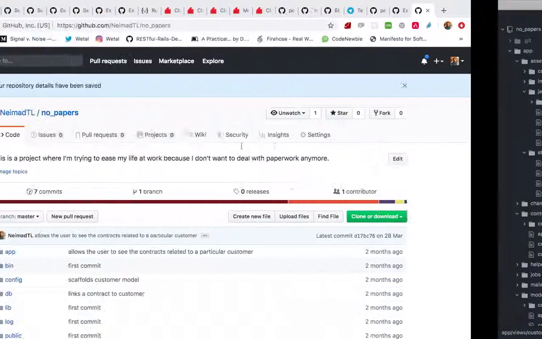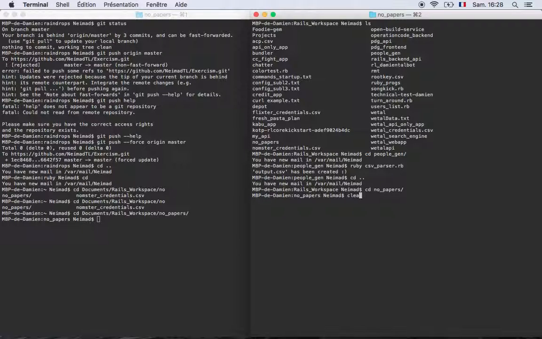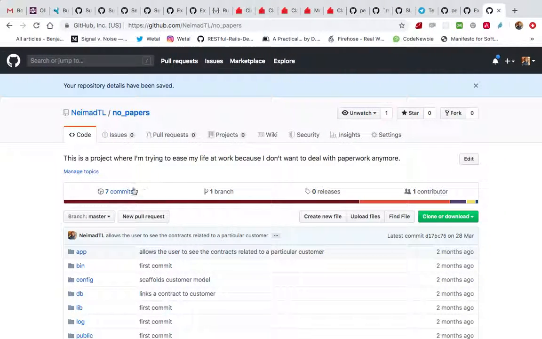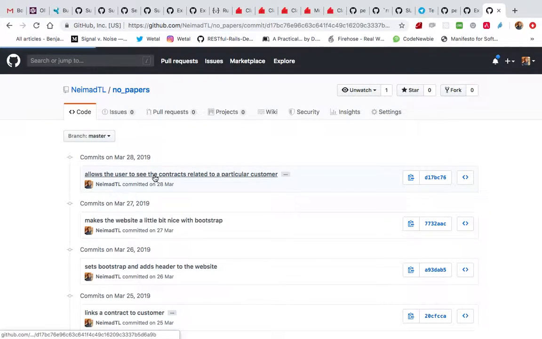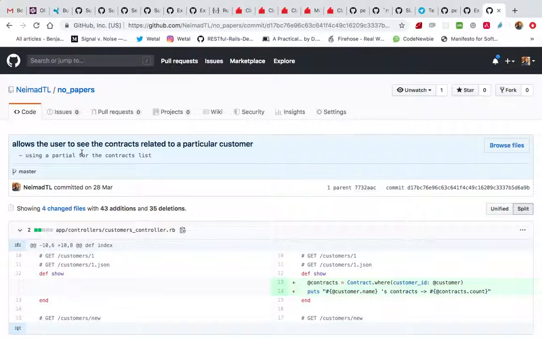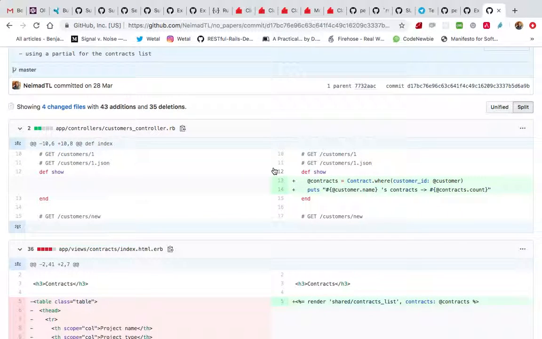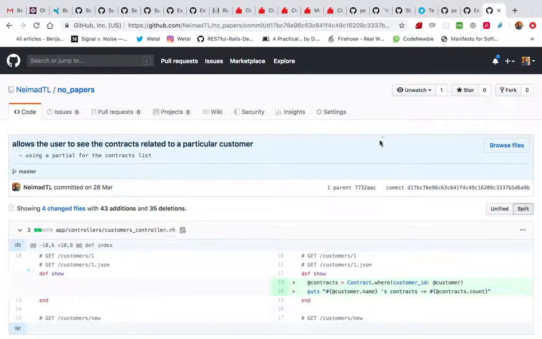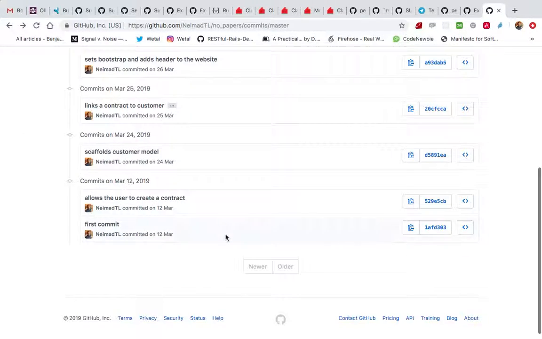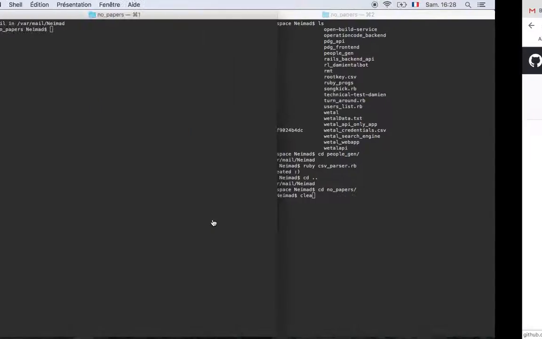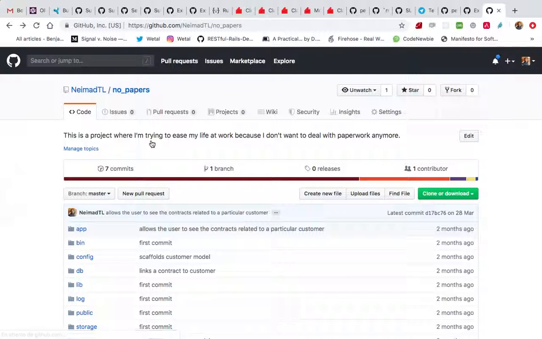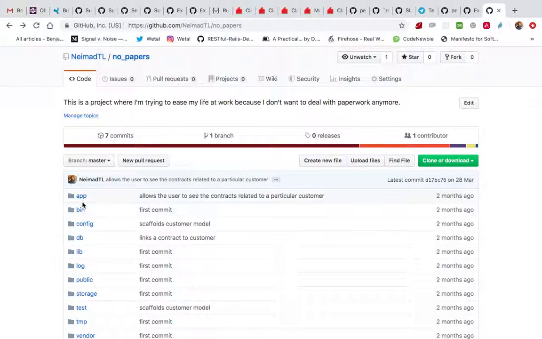And yeah, I don't really remember where I was, what I did on that project actually. If I look at the commit here, okay, it allows the user to see the contracts related to a particular customer. It's probably good, but I think the first thing I'm going to do is get rid of all of that, because so far it's not that complicated. It was just a CRUD, I think. I didn't do that much on the application.